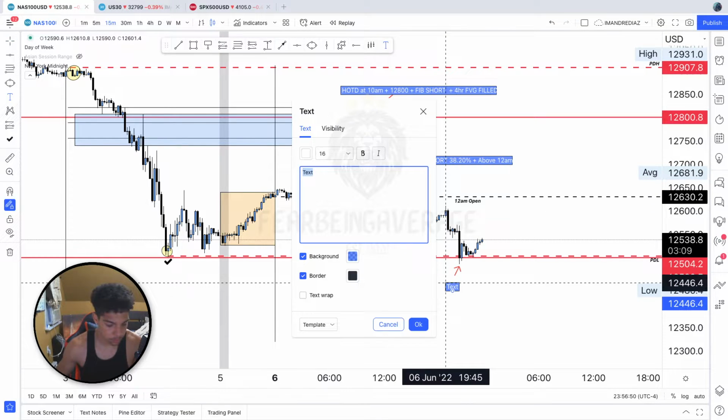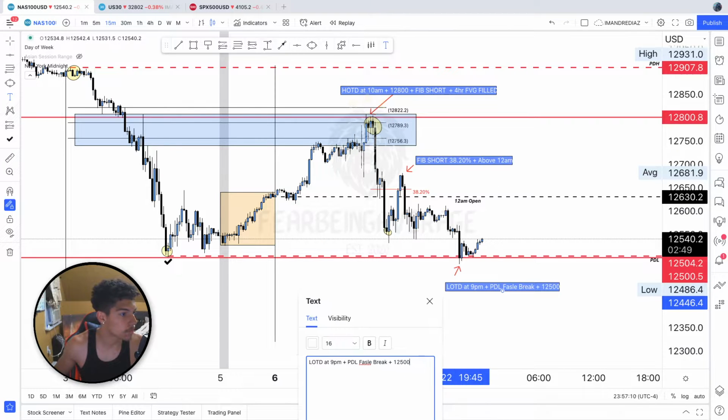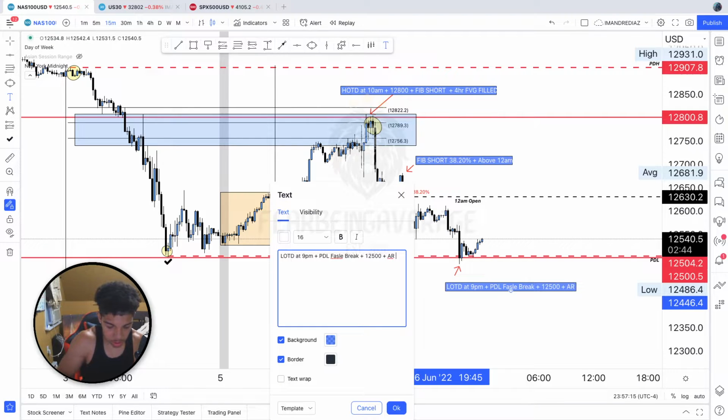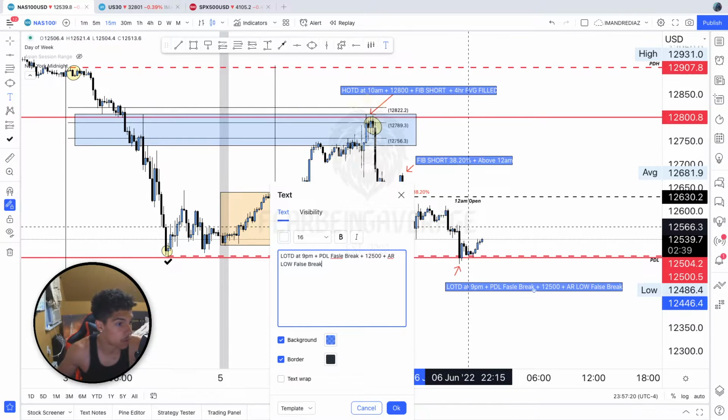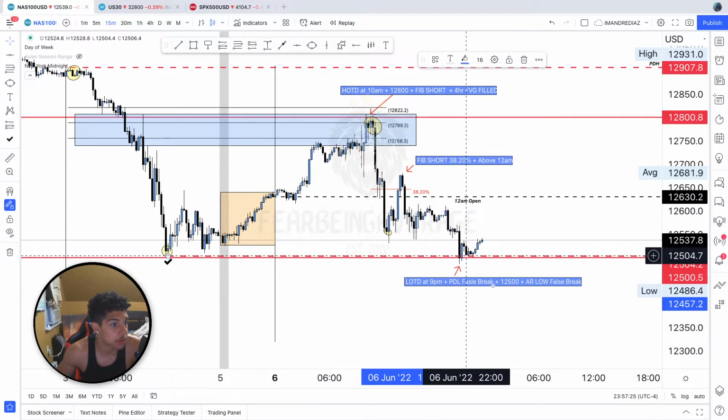So now let's annotate that. At 9 o'clock, we have the low of the day at 9 p.m. Plus, we also had the previous day's low false break because we came right above it after we cleared that low, along with the 12,500 big figure level rejection. And also, what else do we have? We also cleared the Asian session range if you look to the left. Plus the Asian range low false break because we did also come right back above that. There we go. These were all of our confirmations for this specific area and price right here.